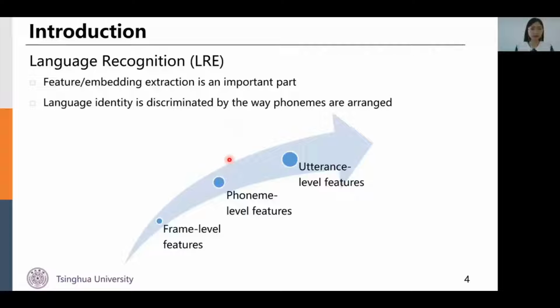So the feature of embedding extraction is an important part. Language identity is discriminated by the way phonemes are arranged. We need to extract proper representations with long-term information. The pre-trained models are responsible to output general features with enough context information. This is our starting point.